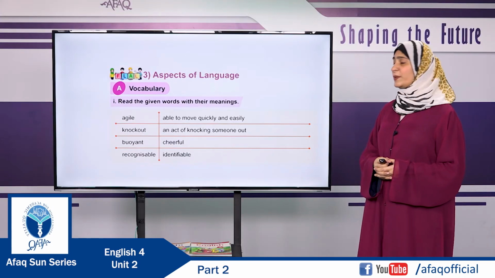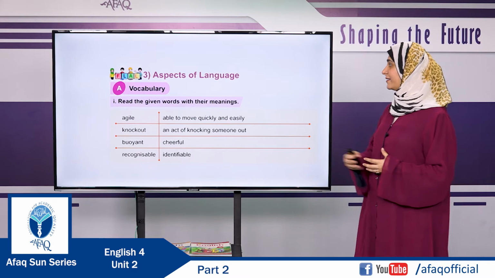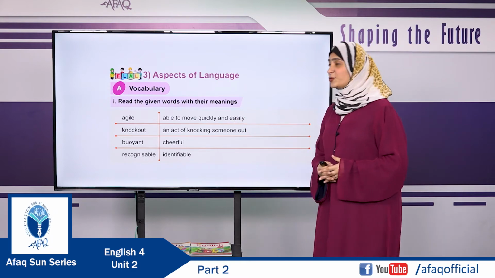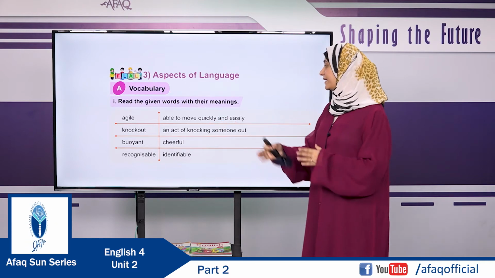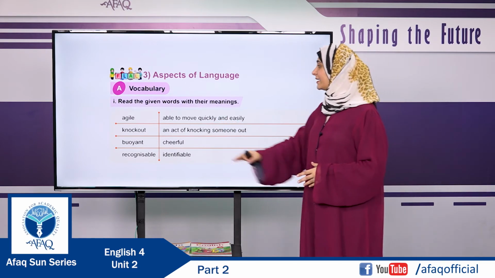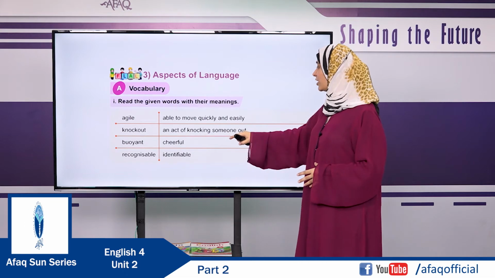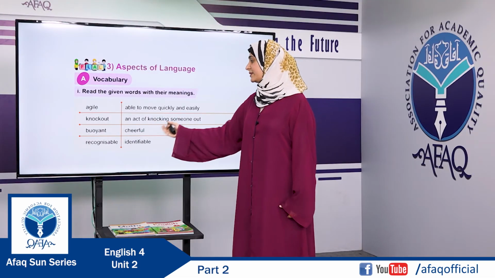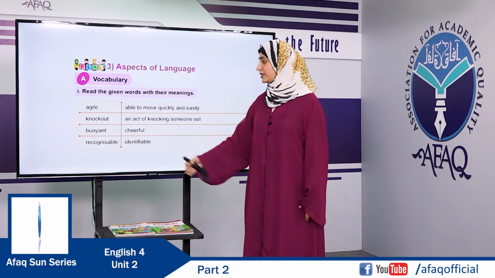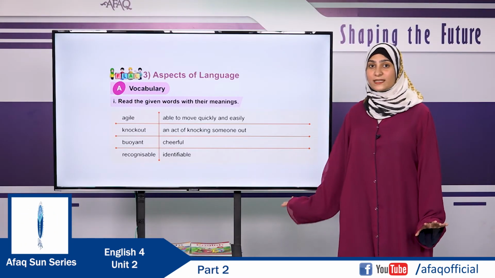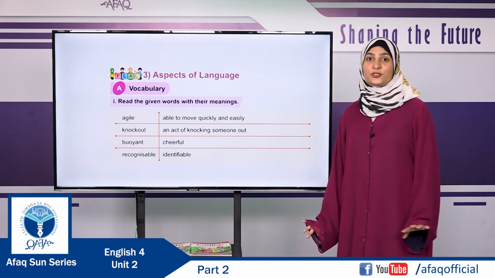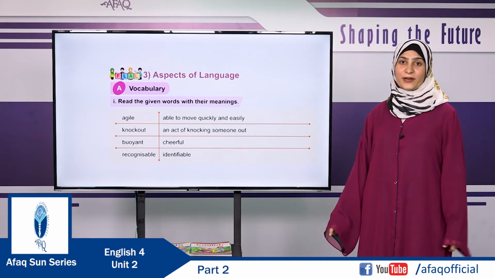Dear student, let's practice some vocabulary words. Here are the words and their meanings. So let's read them together. Agile, able to move quickly and easily. Knockout, an act of knocking someone out. Buoyant, the meaning is cheerful, recognizable, identifiable. So recall these words with their meanings to use them into the next writing practices.